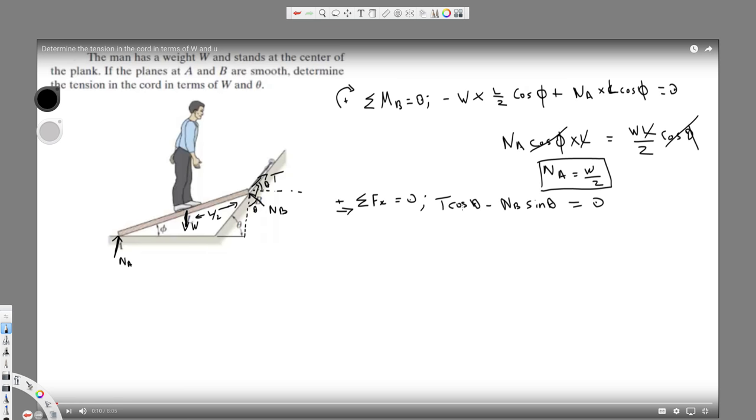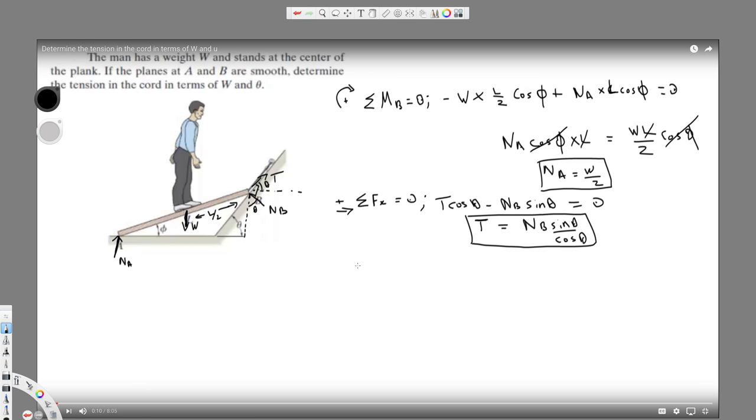Now I can solve for one of these. So let's solve for T. If I solve for T, T is going to be equal to Nb sine theta over cos theta. So this is my T.